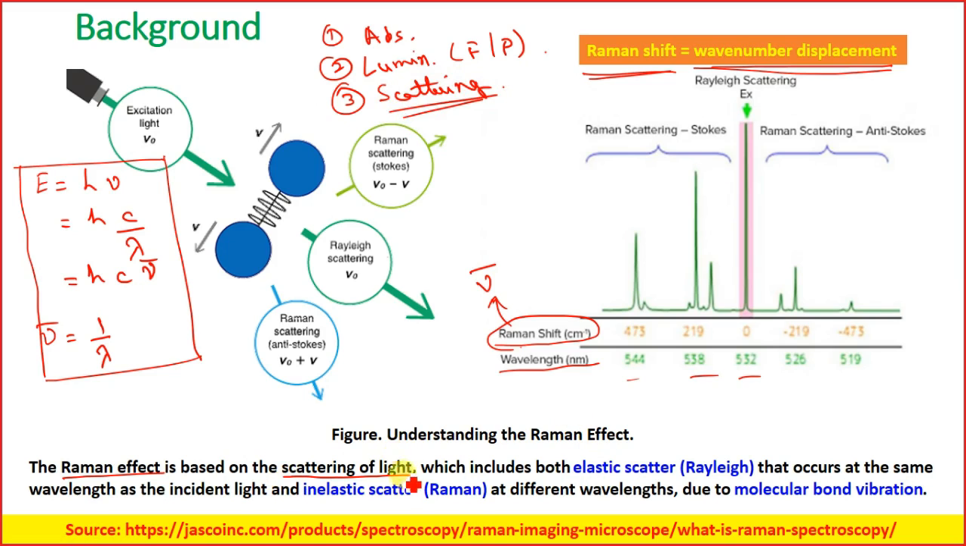So the Raman effect is based on scattering of light, which includes both elastic scatter, called Rayleigh scattering, that occurs at the same wavelength as the incident light, and inelastic scatter, called Raman scattering, at different wavelengths due to molecular bond vibration. So am I clear till now?